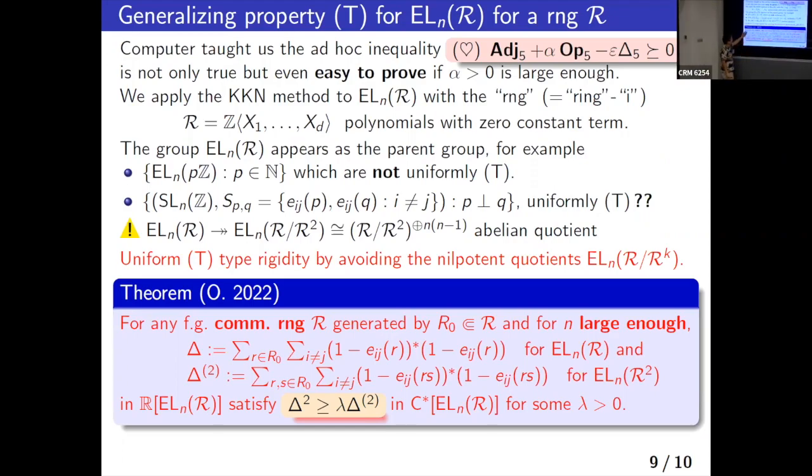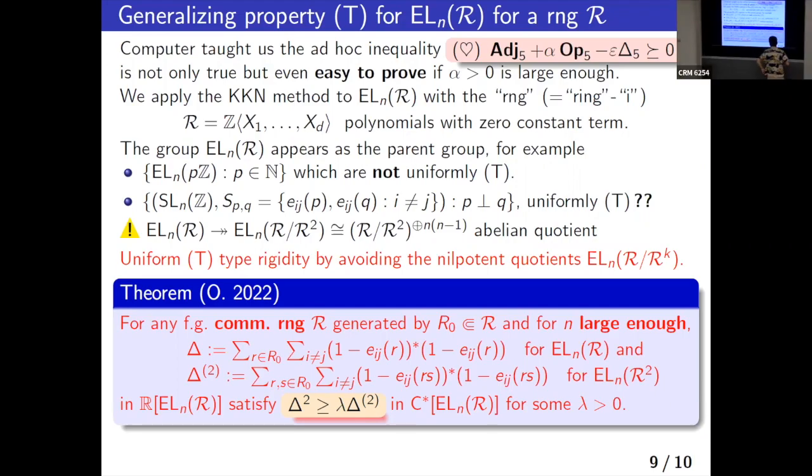Then this satisfies Kazhdan's property T inequality, but the delta is a Laplacian for ELNR, and the delta 2 is a Laplacian for ELNR square. R square is not R, yeah, smaller. And the inequality holds only in the sister algebra, in the analysis, not in the group algebra, not the group ring. So the current method of computer doesn't prove this.